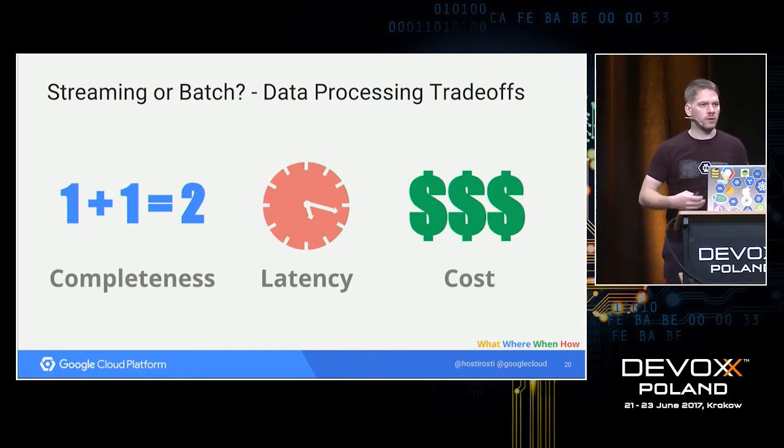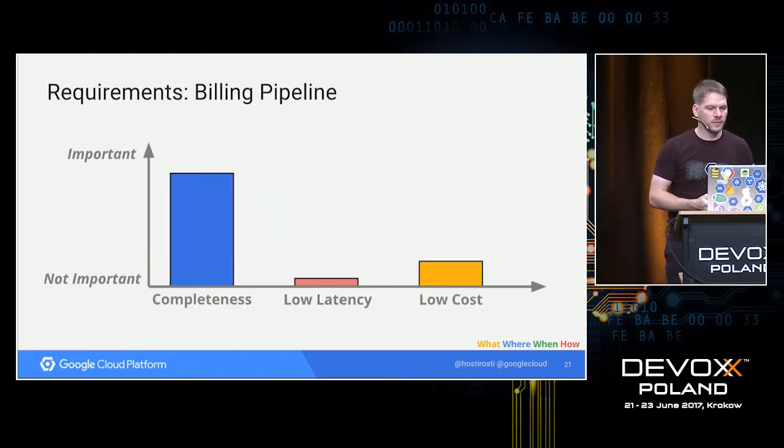And the third one, which is always somehow important for your business, is how much cost, how much money you spend on these pipelines to get either completeness or latency or both. So one of the examples is a billing pipeline. And I just want to point out one caveat in this graph. On the lower axis, on the x-axis, you have these three criteria that I just mentioned.